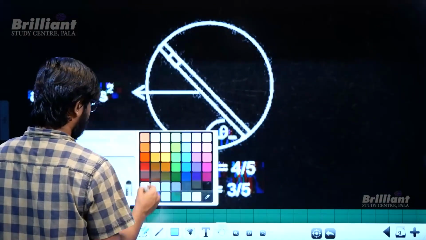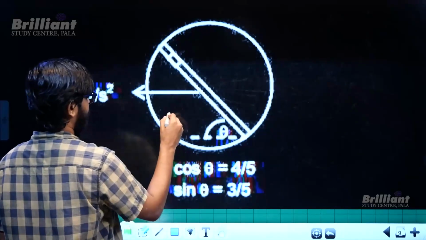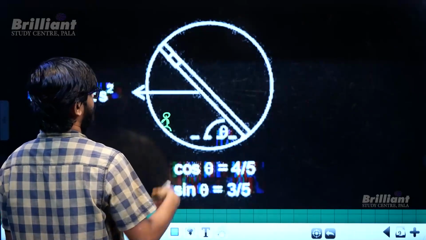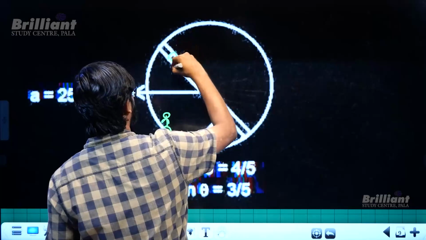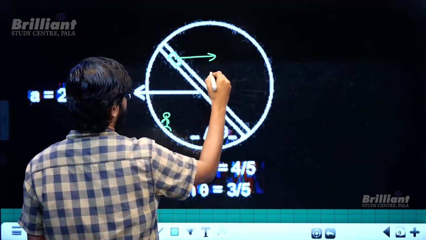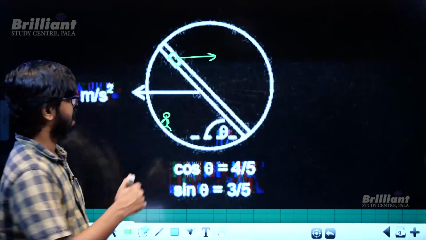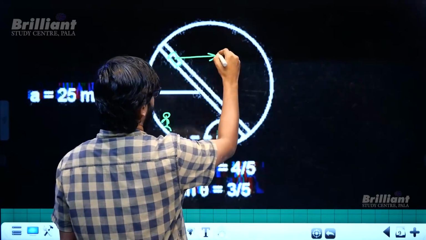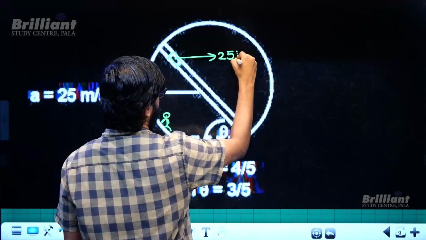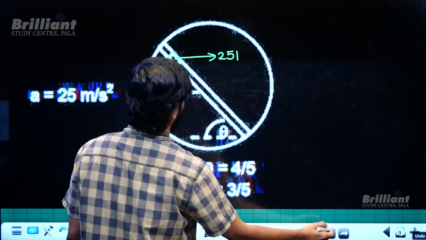So what you can do is start observing from the disc frame. When you start observing from the disc frame, on this block there will be a pseudo force, right? How much is that pseudo force? What is the mass? Mass is 1 kg. So the force is going to be 1 into 25, which will be 25 Newton. Pseudo force will be 25 Newton.